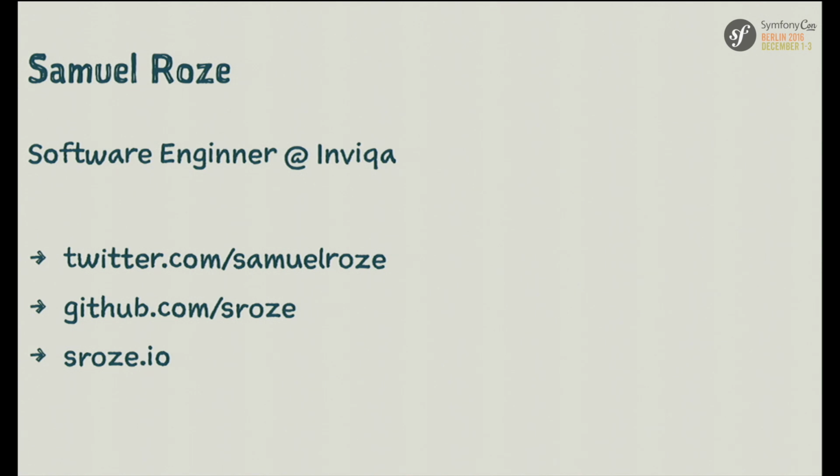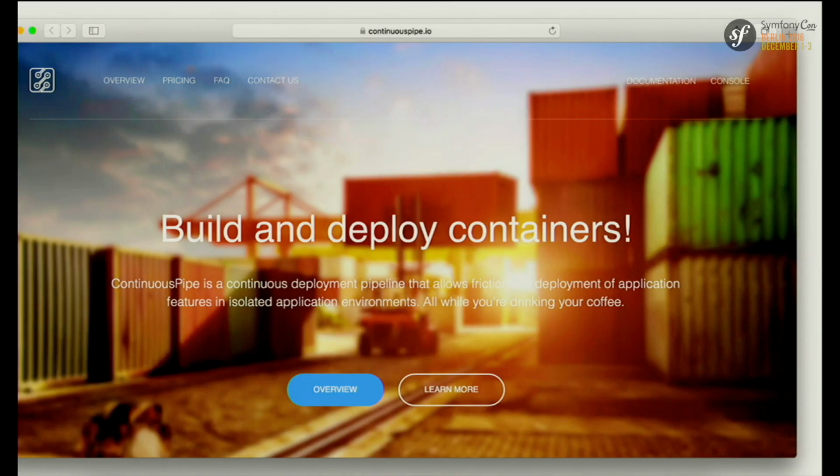So basically, this talk is going to be kind of a story of how we can build a Symfony application using CQRS and event sourcing. So the story starts with this product. I'm working right now, for almost a year, on a project called Continuous Pipe, a continuous deployment pipeline for Docker containers to Kubernetes clusters.